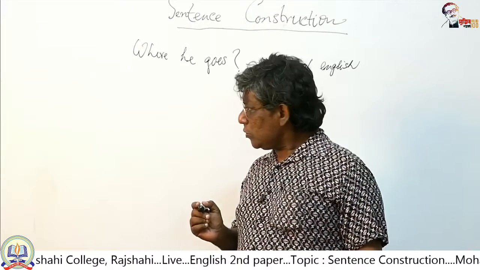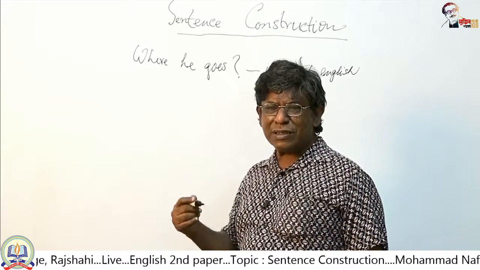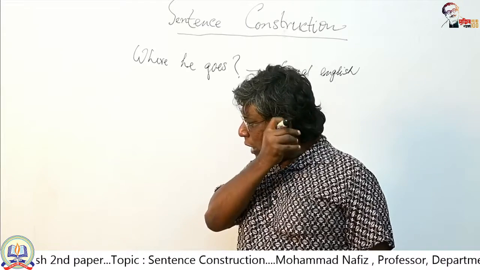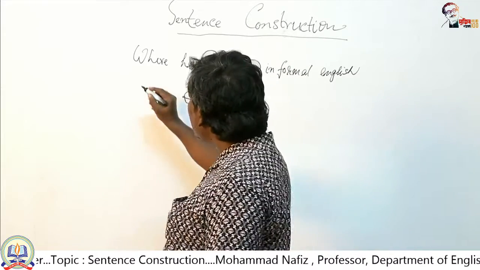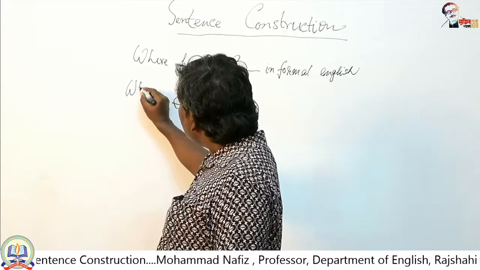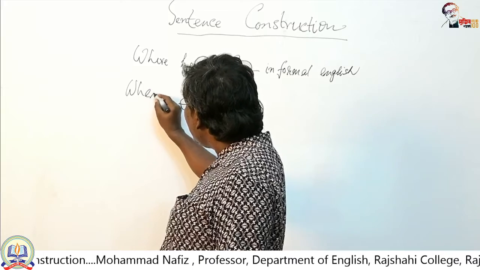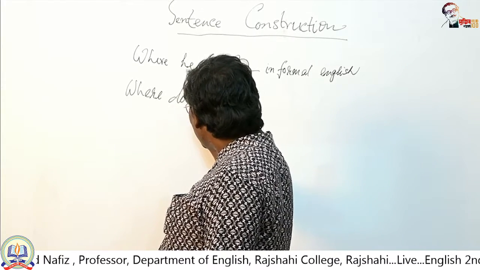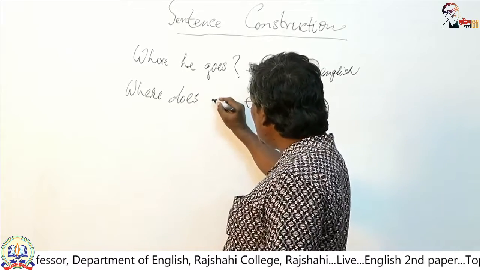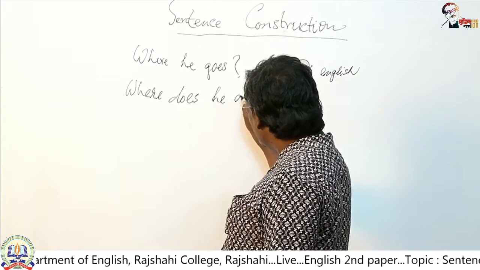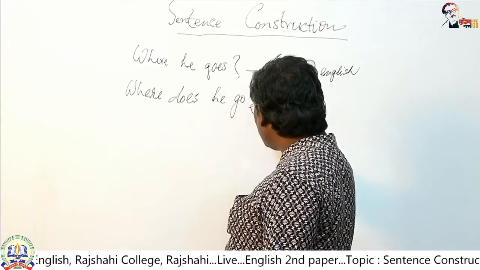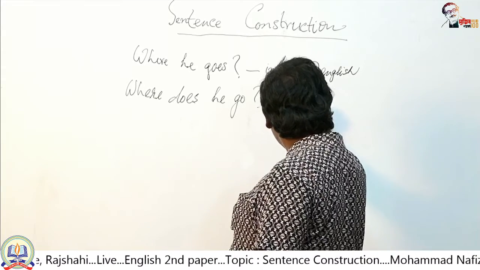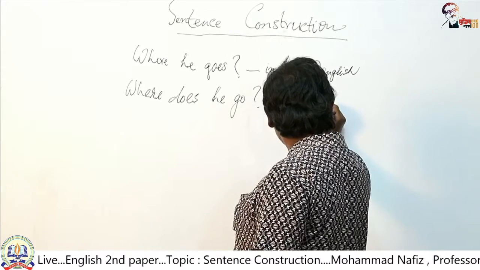To express the same thing, same feeling, same query or question in a formal way, we need to present the question in a formal structure with an auxiliary verb, and the main verb or the finite verb in the correct form. This is the formal English.